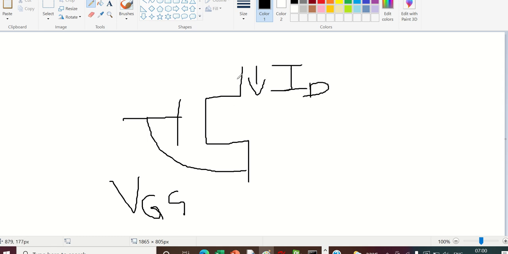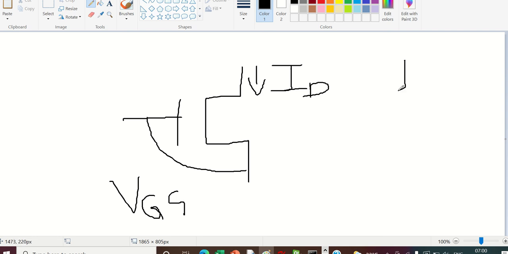Now that current we have to pass to some element, and see, the input is voltage, so I should get the output also as voltage. But what is the MOSFET doing? I'm giving input as voltage and it is making the output as current. Now I have to make again a current to voltage conversion. How do we do that?